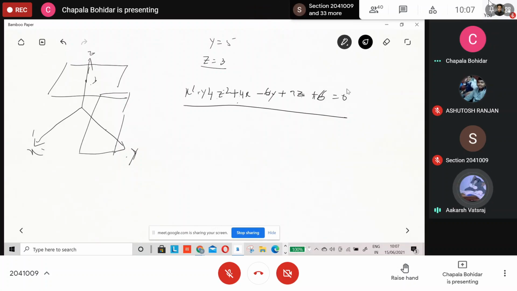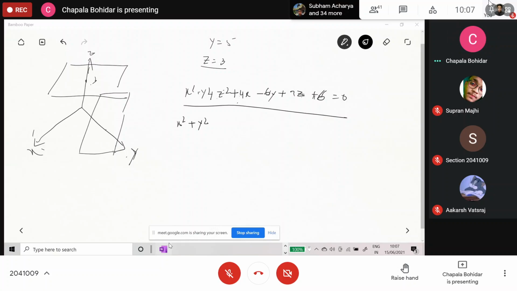Ma'am, can you please repeat the question? It is not clear. It is x square plus y square. I don't know what happened. So I'm writing it again, it is clear here.